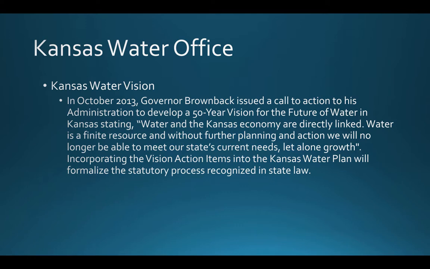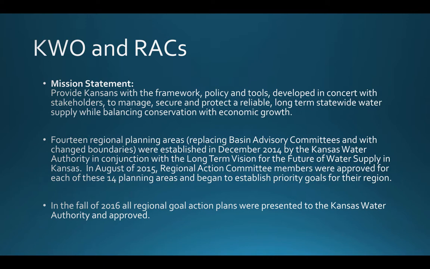He came up with this vision to organize everything regionally, and the Kansas Water Office came up with regional advisory committees. There were 14 regional advisory committees set up to provide a framework, policy, and tools to balance conservation and economic growth. These plans were set in place starting about August of 2015, so a little over 2 years ago. They were given 1 year to get their feet under them, and then they were to each develop their own action plan and send it through the Kansas Water Authority.